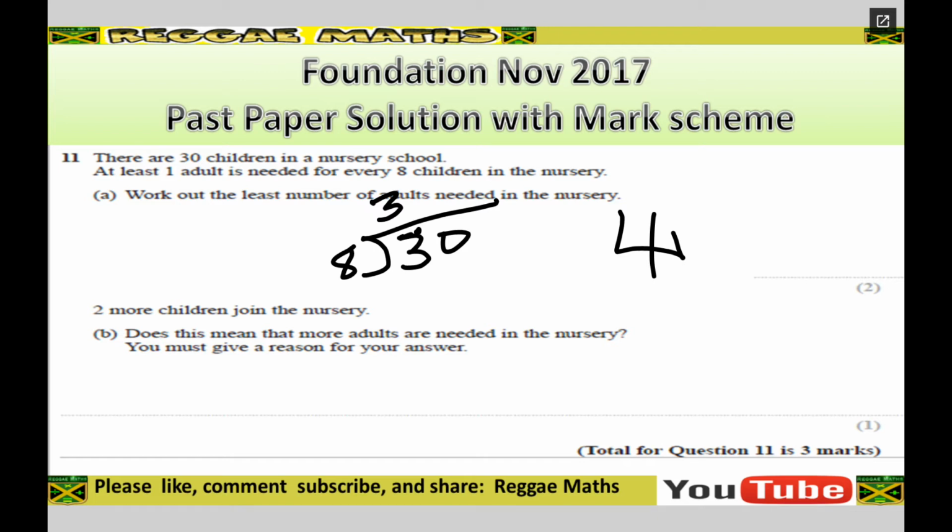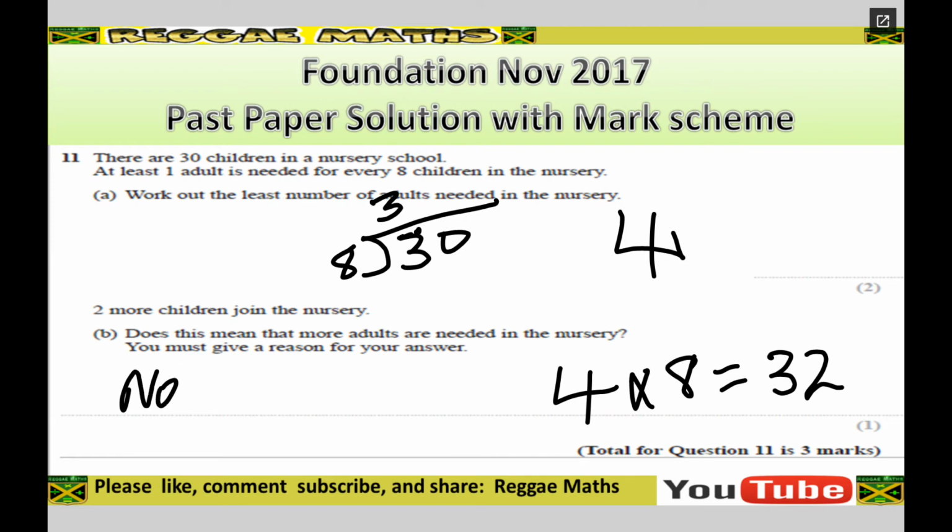It says here, 2 more children join the nursery. Does this mean that more adults are needed in the nursery? Right, so we got 30, so 32, you can see here, 4 times 8 equals 32. So therefore, it will cover. So no, we do not need any more adults, right? It will be covered.